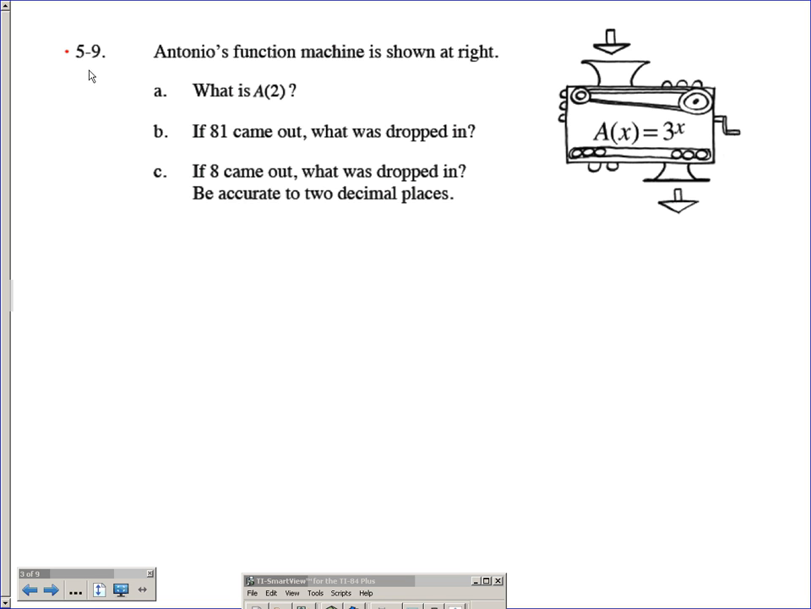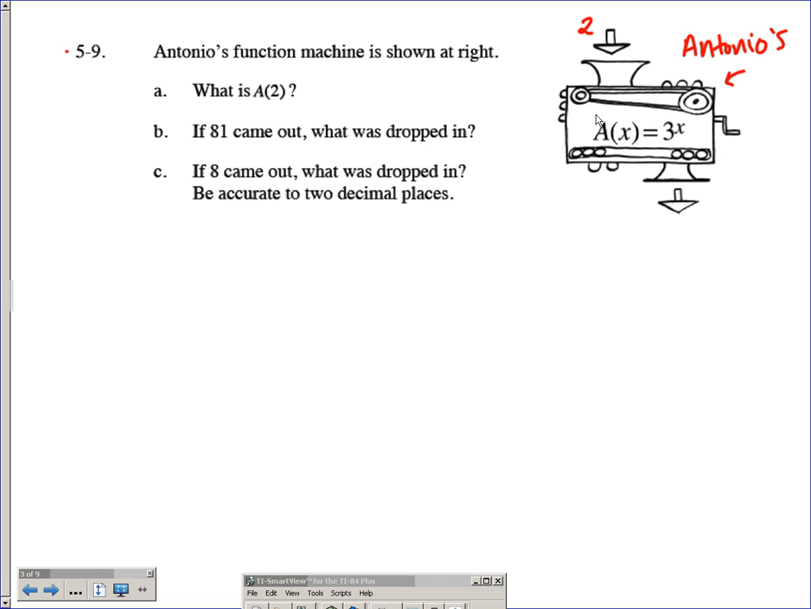All right. Problem 5-9. Antonio's function machine is shown at right. So this is Antonio's function machine. It says, what is the function a of 2? In other words, when we drop 2 as the input into the function, what are we going to get out?